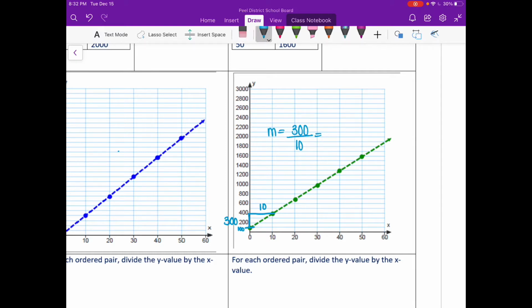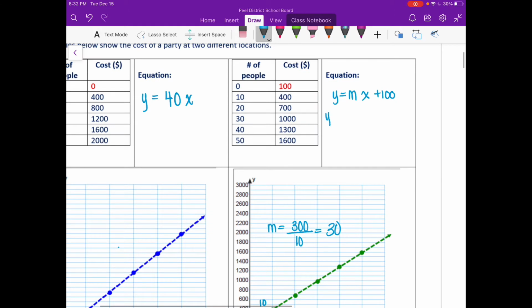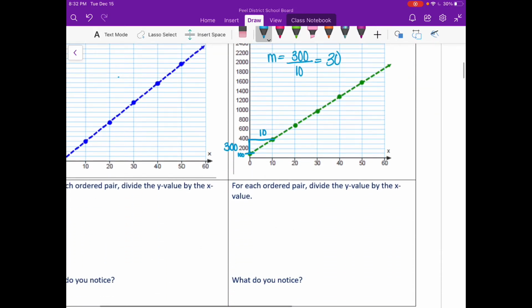Apologies, equals 30. Let's go back and see if that makes sense. y equals 30x plus 100. Does that make sense? Because 10 times 30 is 300, plus 100 is 400. 20 times 30 is 600, plus 100 is 700. 30 times 30 is 900, plus 100 is 1000. So that equation makes sense in that situation.